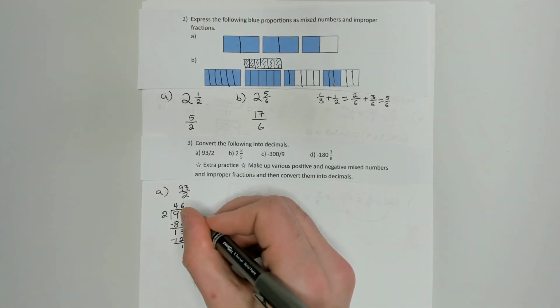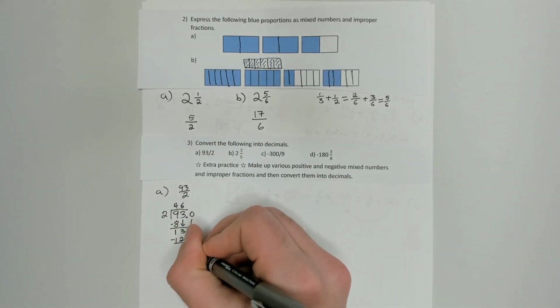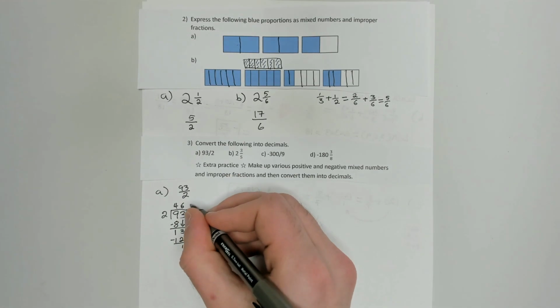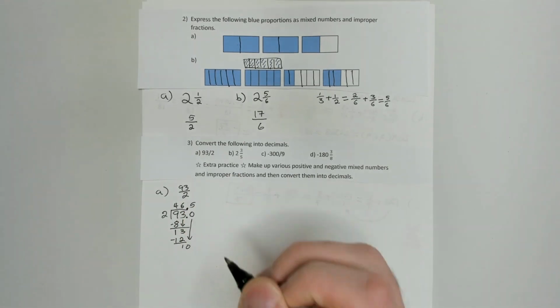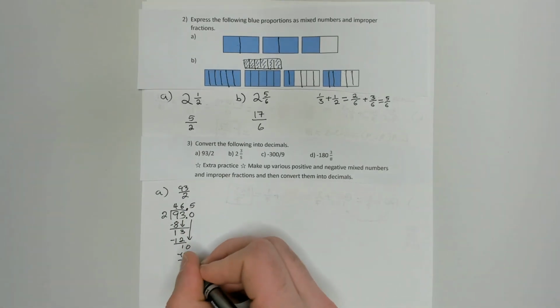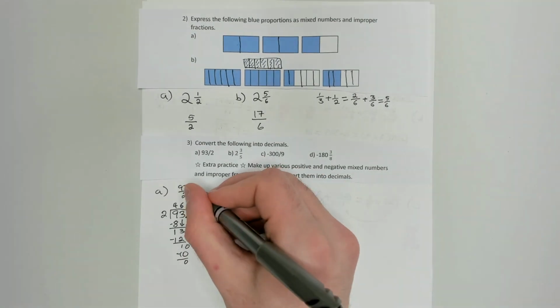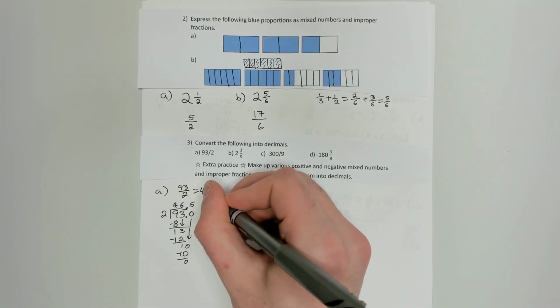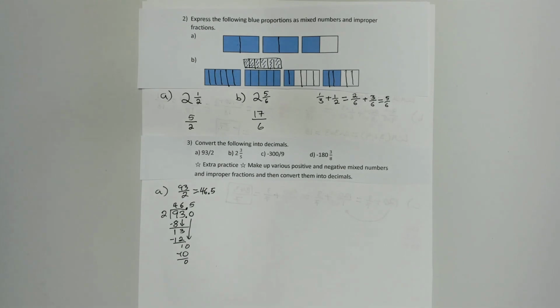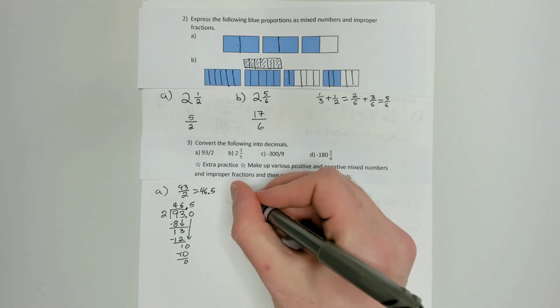And now we have to add our decimal 0. Bring that down. 2 goes into 10 5 times, and let's not forget the decimal there. Subtract off 10, we get 0, so now we're done. So 93 over 2 is just 46.5. So we converted it into a decimal. Let's move to part B.